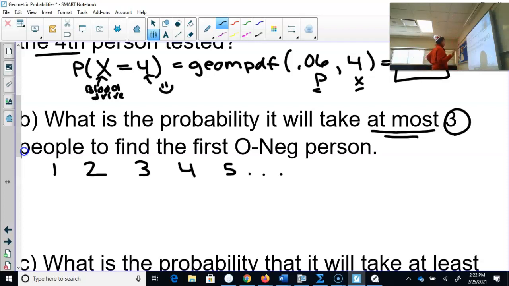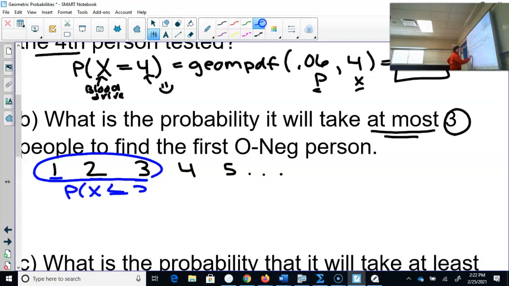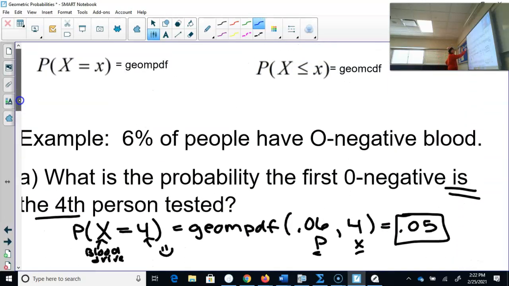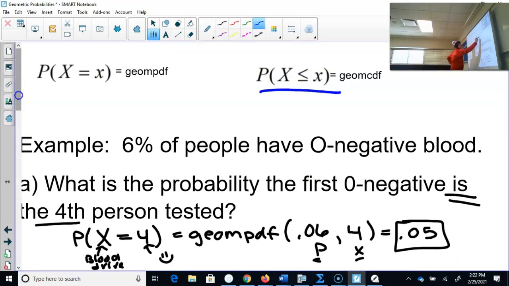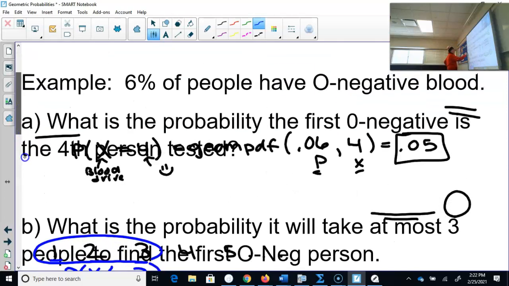Now what I want to do is I want to circle what I want. I want to know what's the probability that it will be at most 3 people to find the first O negative blood. That means it could be the first person, it could be the second person, or it could be the third person. At most is the probability that X is less than or equal to 3. That's perfect. That matches what we want for a CDF. We want a less than or equal to, so we're okay.